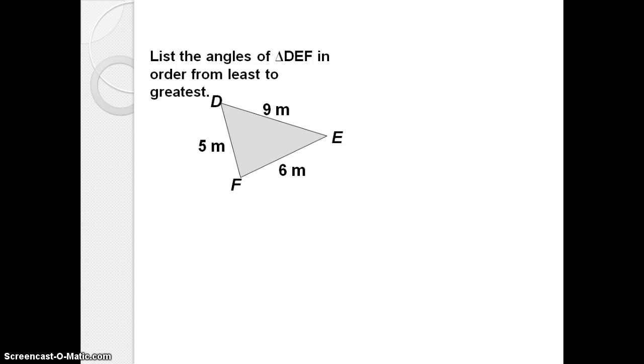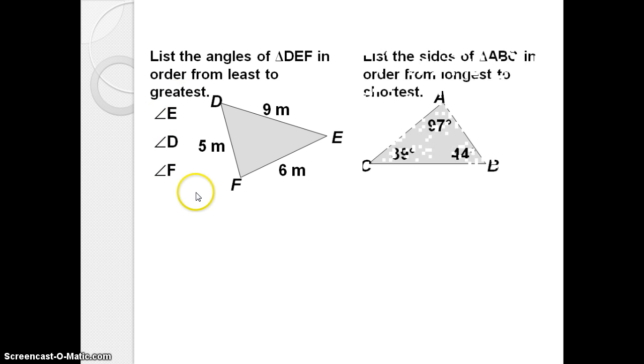So list the angles in triangle DEF in order from least to greatest. Well, the smallest side has the smallest angle, angle E. The medium side is across from angle D, and the biggest side is across from angle F. So that's listing them in increasing order.